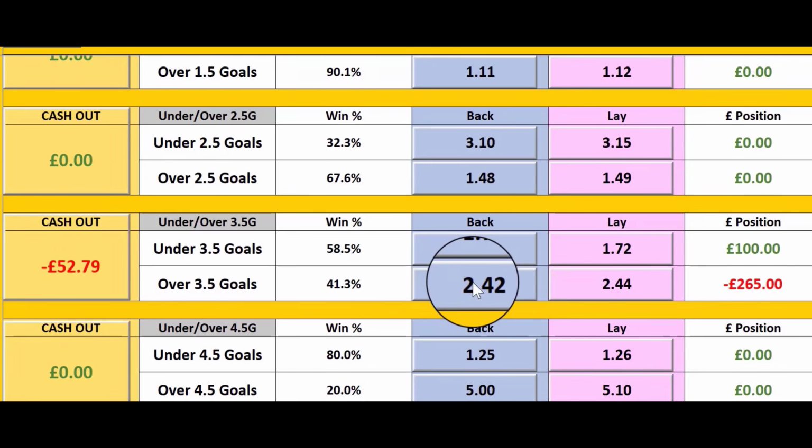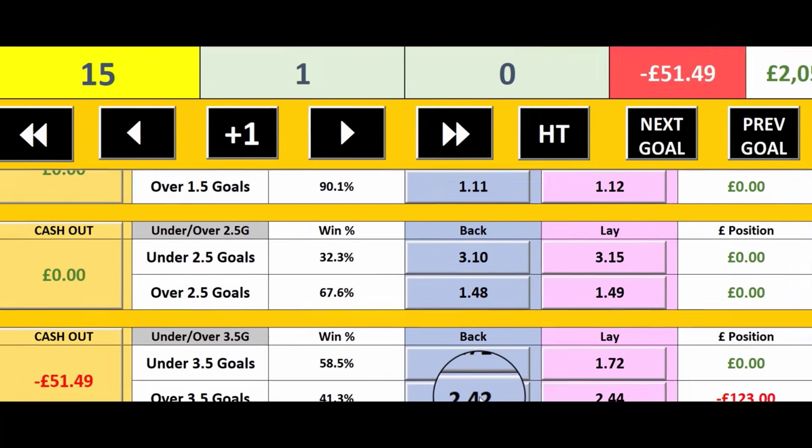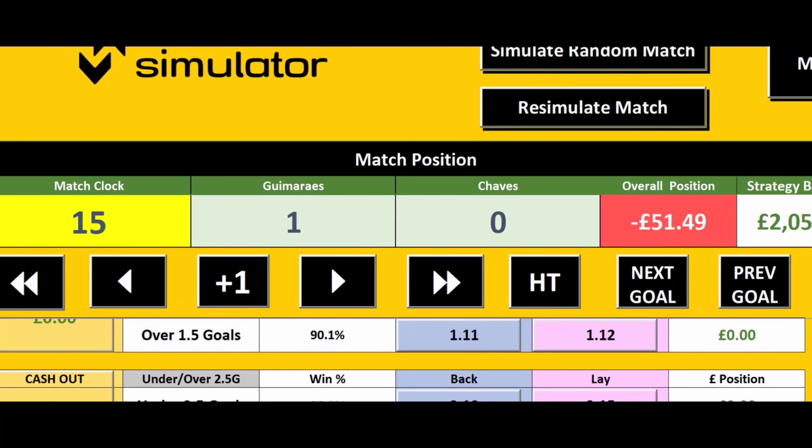So now we will back over 3.5 goals, and we'll back it here at 2.42. Now if it finishes over 3.5 goals, we will potentially lose 123 on this one. So let's get to the end of the game, and let's see from here what happens.